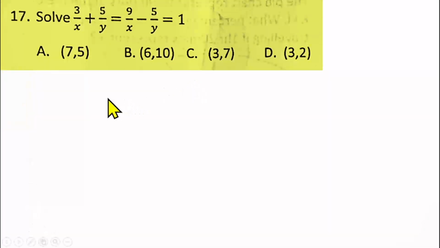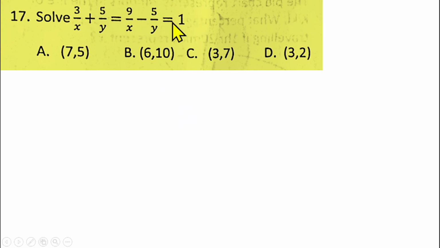Question number 17 is from simultaneous equations. We have to solve 3 over x plus 5 over y equals 9 over x minus 5 over y equals 1. So this is saying this equals this equals this. We can create two separate equations from that by saying this will equal 1, and this will also equal 1.